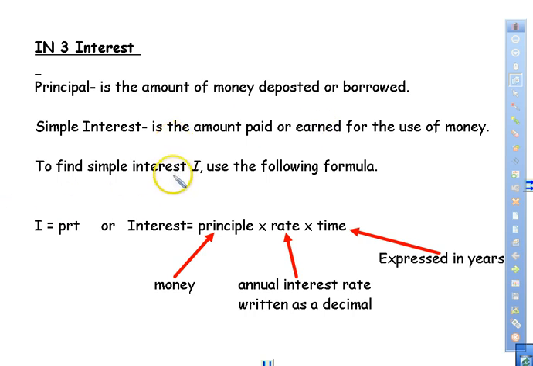To find simple interest, which is the letter I, you're going to use the formula below, which is I, meaning interest, equals the principal times the rate times the time. So money is dealing with principal. The annual interest rate, written as a decimal, is here, and that has to be the annual interest rate for 1 year, and then the time is expressed in years, and make sure it's in years. Otherwise, we have to write that as a fraction, and I'll show you that as well.